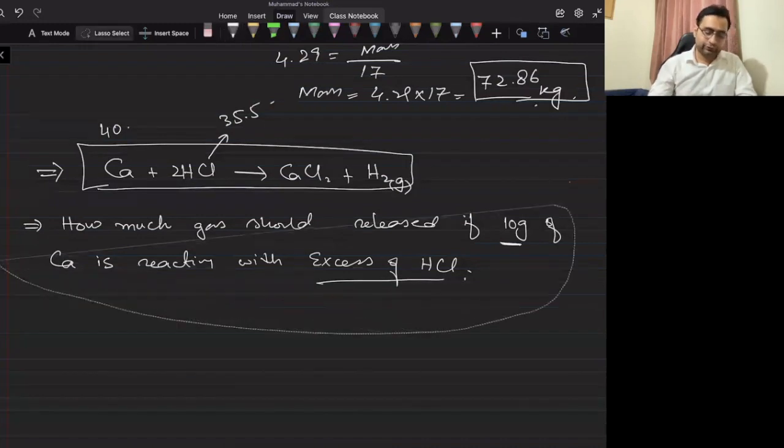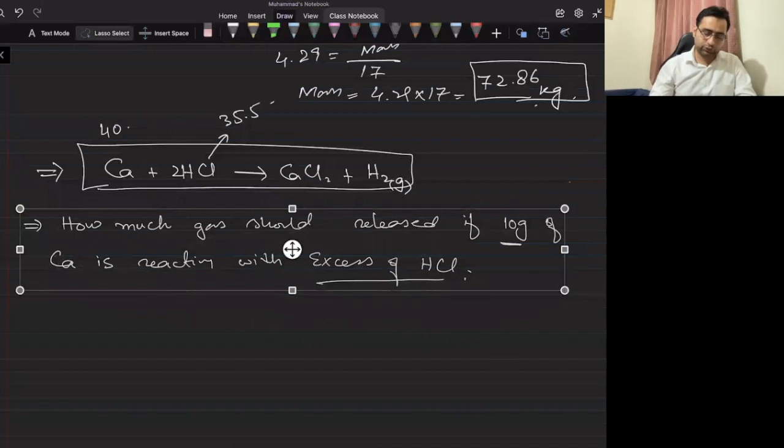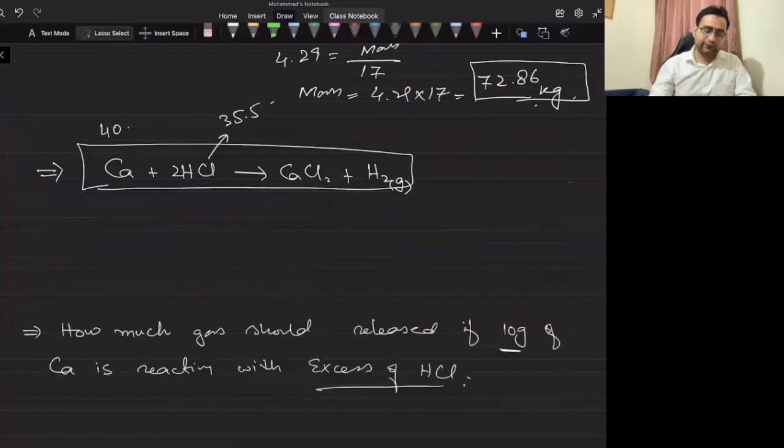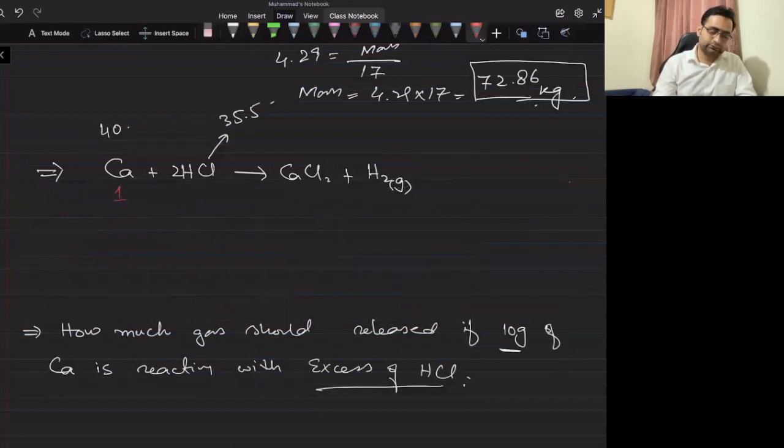So now I'm going to give you a hint to do this question. First of all, identify the molar ratio. Molar ratio between calcium and hydrogen is 1. Calcium chloride, this is also 1. You have to find out volume in dm cube, not in grams. This is not a mass. You have to find out volume.